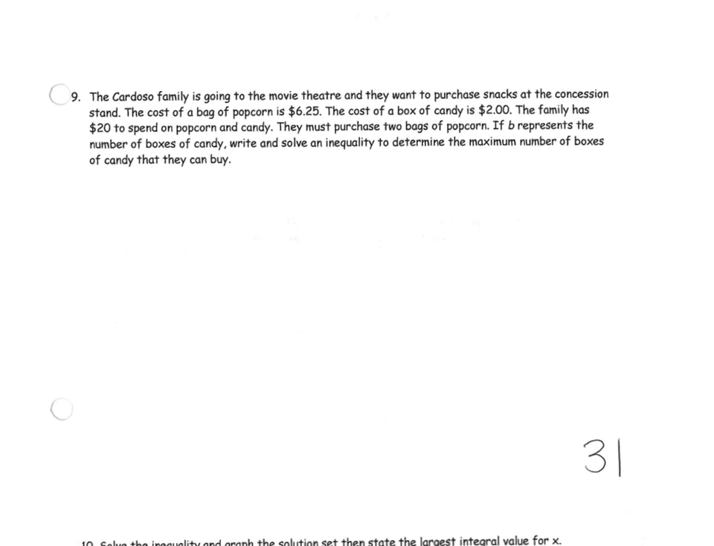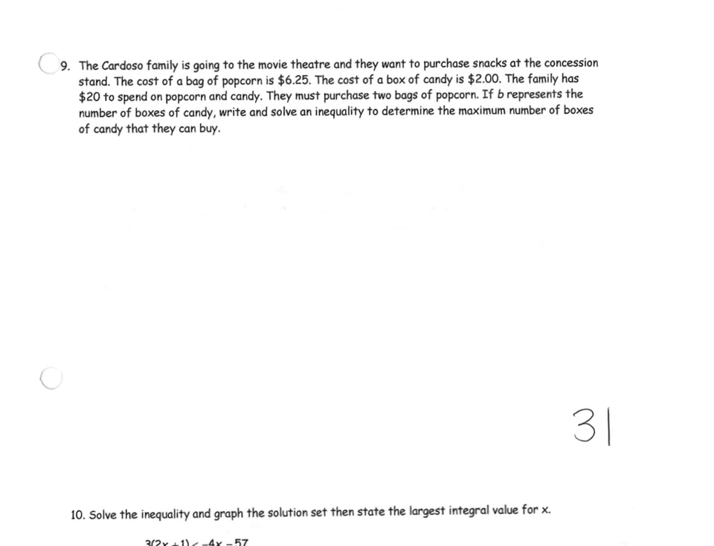We're going to take a look at questions 9 and 12. So we have on page 31 now, the Cardoso family is going to a movie theater and they want to purchase snacks at the concession stand. The cost for a bag of popcorn is $6.25. The cost for a box of candy is $2. The family has $20 to spend on the popcorn and candy. They must purchase 2 bags of popcorn. If B represents the number of boxes of candy, we want to write and solve an inequality.